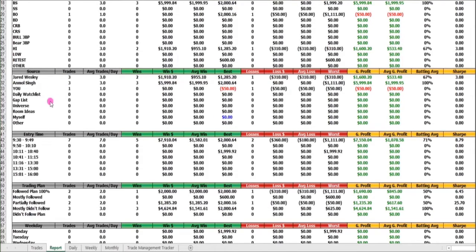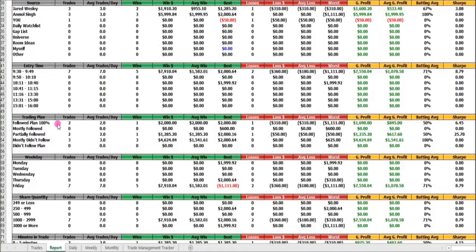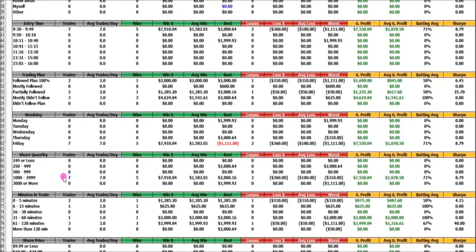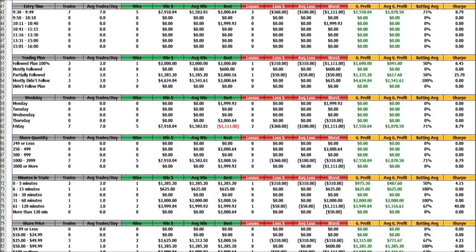Are you copying other people's trades? If you're in a chat room, right, whose trades are you taking? Your trades, room ideas, my trades, somebody else's trades? You also want to know your entry time frame, right? Let's pull this up, okay, right here. Are you really good in the first 30 minutes of the day? Are you terrible in the first 30 minutes of the day? I've broken this down into like 20-minute intervals in the beginning of the day, and then longer intervals later on. When do you do most of your trading, right?